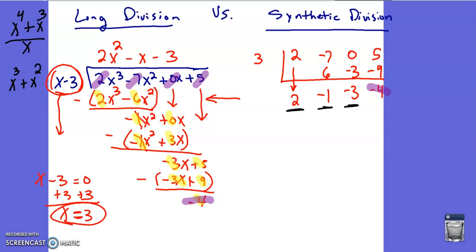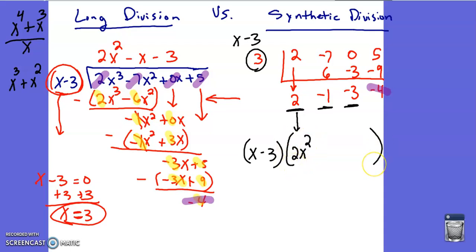Likewise, what's left over here, notice I started with x cubed. The original polynomial was x cubed, and I divided by x minus 3. So this 3 literally represents x minus 3. When I'm dividing, I'm factoring it out. So this is x minus 3. This is 2x to the 2nd power, because I started with x cubed. So this is negative 1x. This is negative 3. And then you have a remainder of negative 4 out to the side.